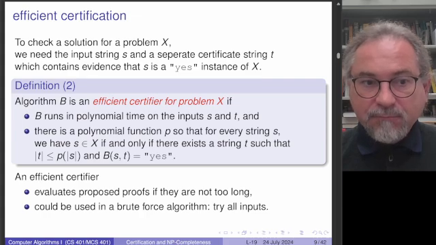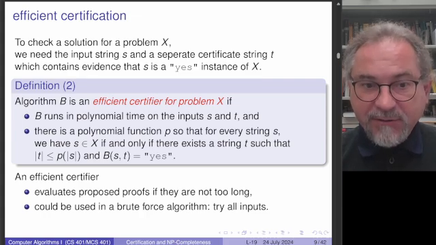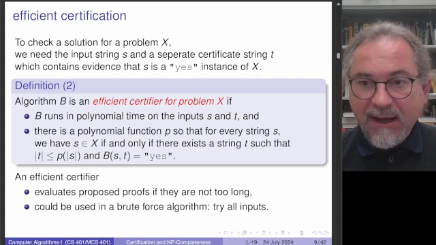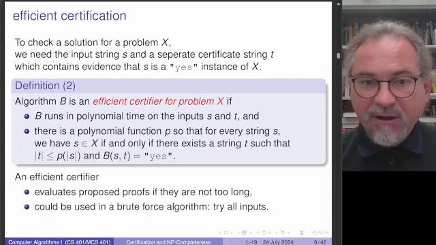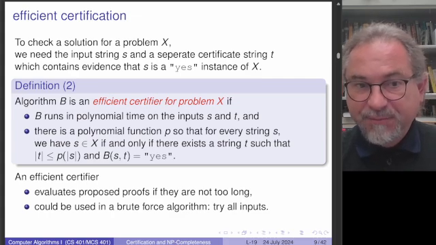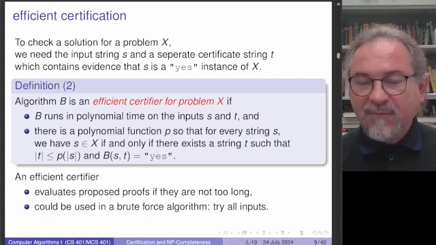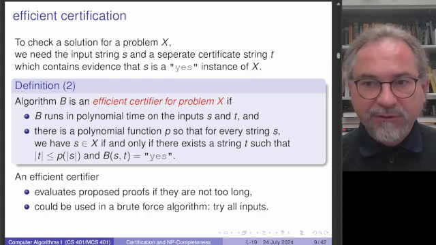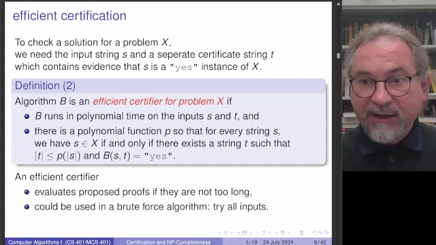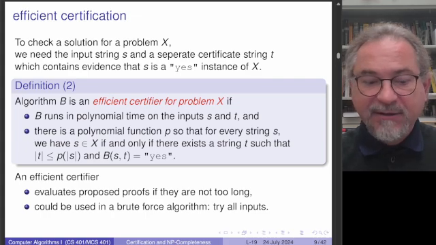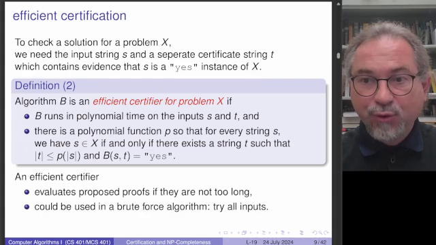So an efficient certifier, if the proofs are not too long, will evaluate them. And in some sense, it could be a brute force algorithm, but again, it should be polynomial time. So brute force within the polynomial time constraints. It shouldn't be a sophisticated algorithm, by the way, as long as it runs in polynomial time.